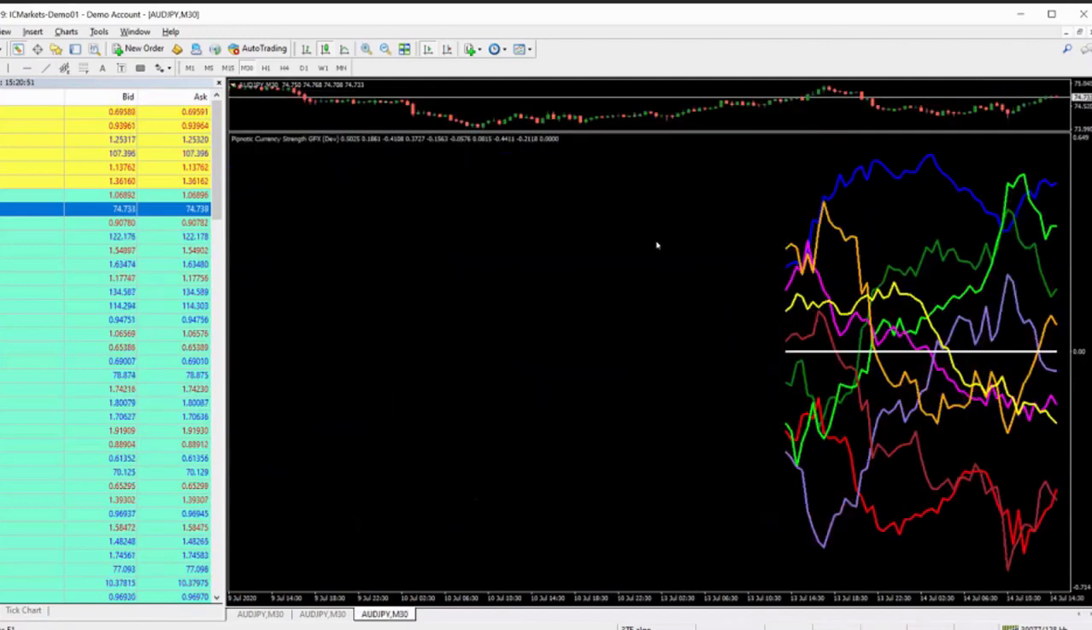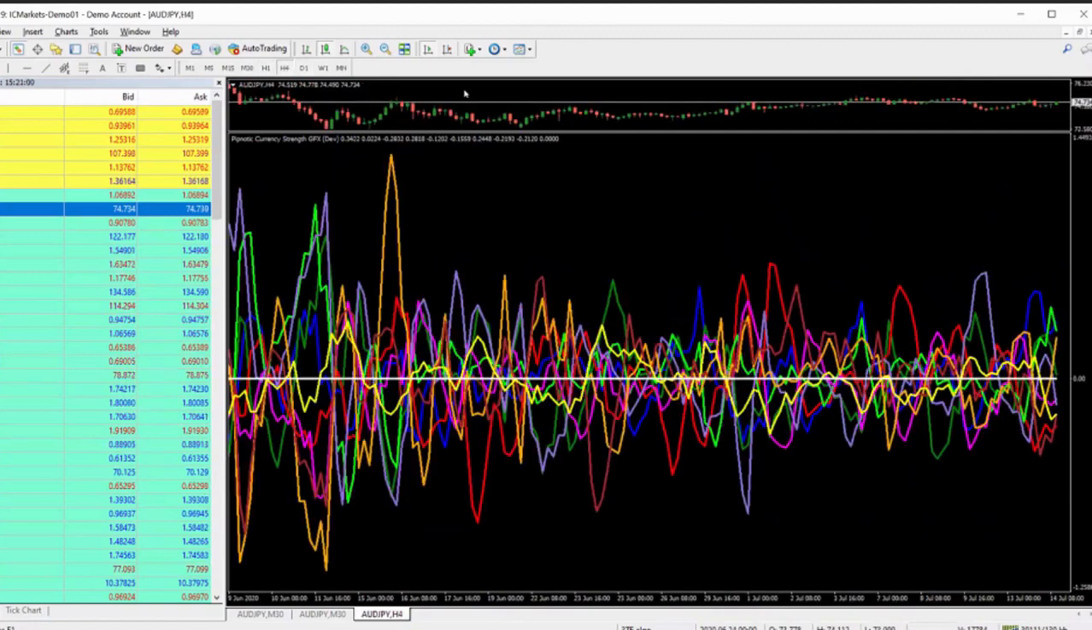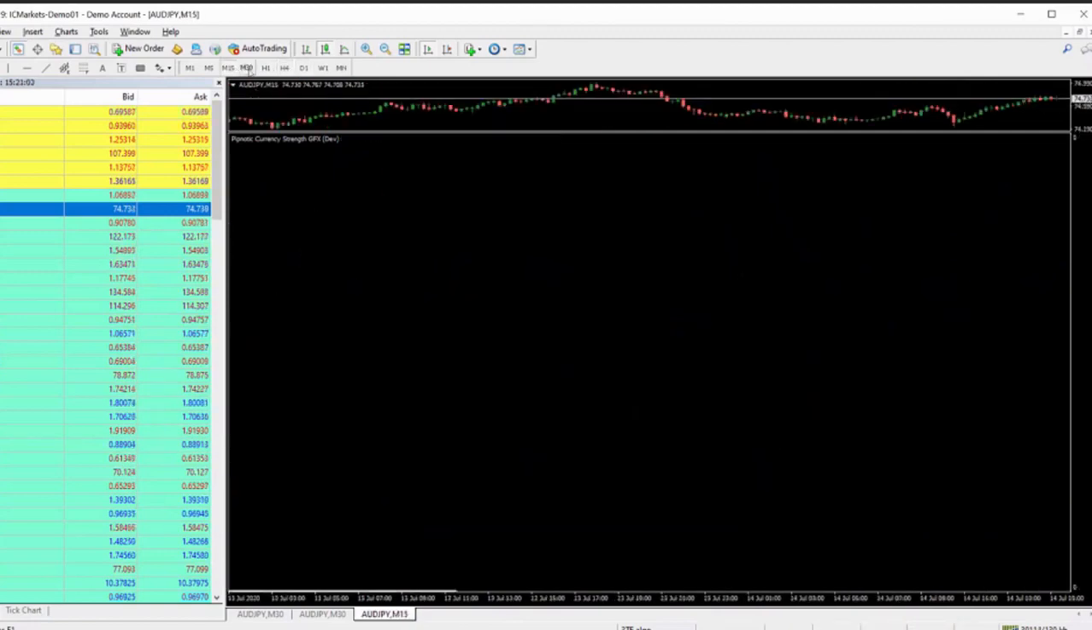Zoom out a little bit, and let's go to the daily chart. I don't have enough data. This is a demo account, so I don't have a lot of data. Okay, let's go to the 15-minute chart. I have data.